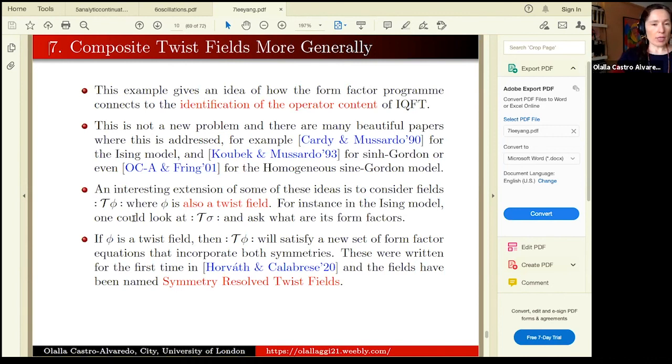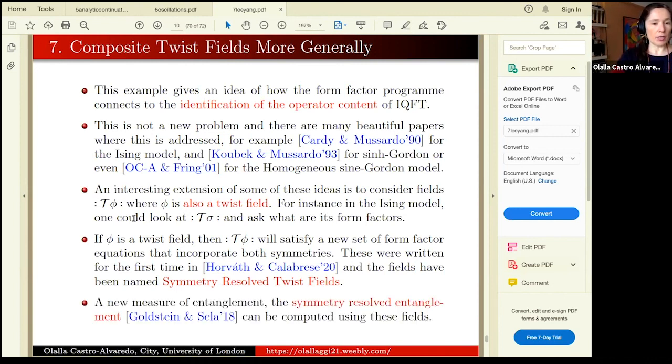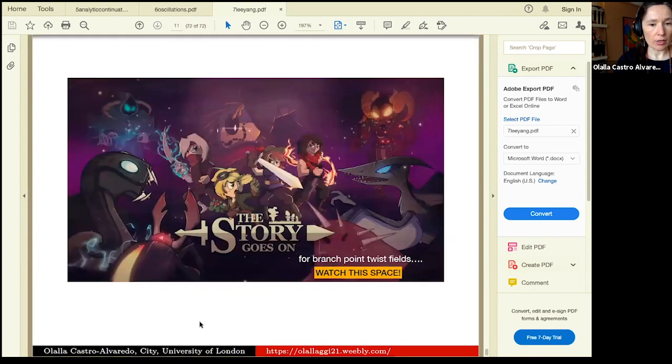So I found a nice picture online that illustrates this, I think. I forgot this last line. So this symmetry resolved entanglement was defined here. I just wanted to end with a picture to say that the story goes on. And this is actually I think from a video game, I found this. But then I added the branch point twist fields. So hopefully I can come back and tell you more in the future, or you can tell me if you start working on this. Thank you.